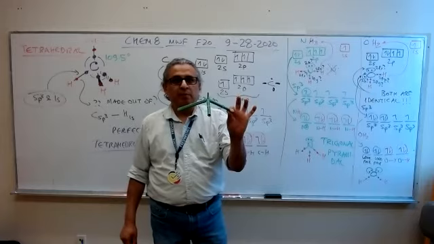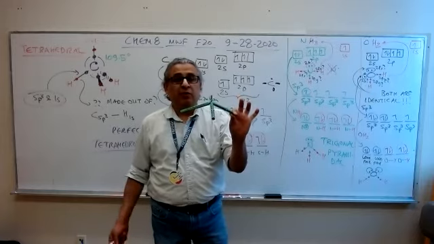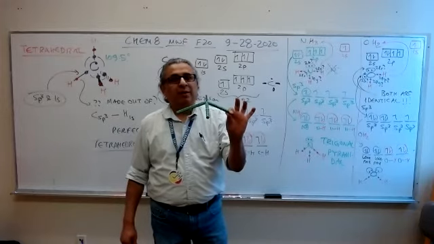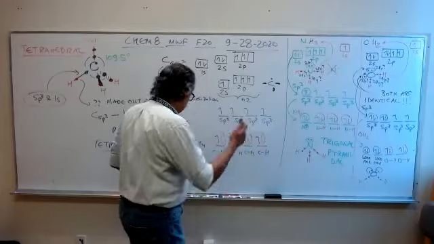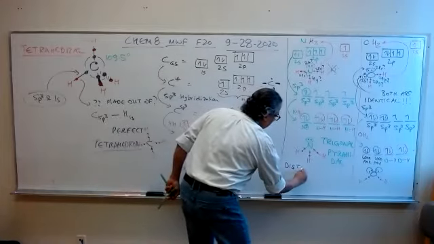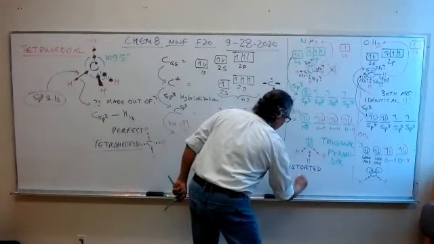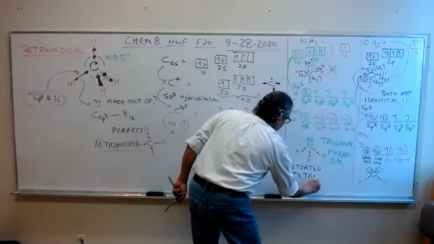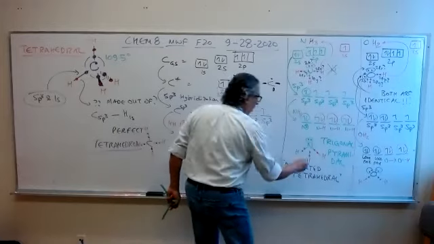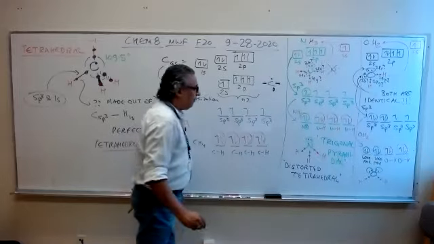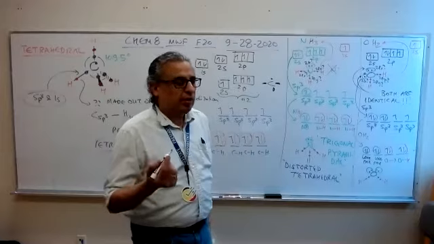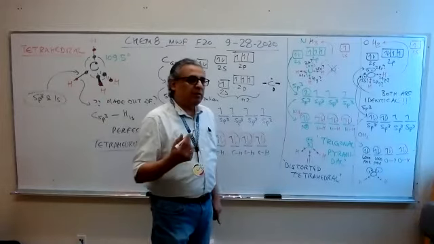No idea? Anybody? Just use a word that you know. It's not a bus. It looks like a bus, but not exactly a bus. It's called distorted tetrahedral or trigonal pyramidal.